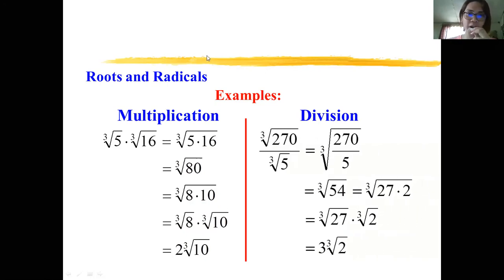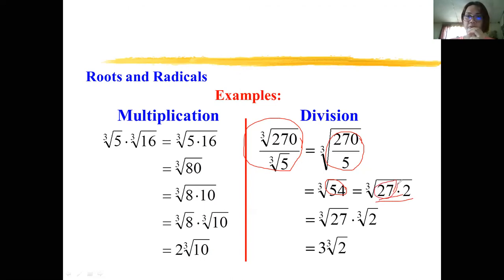Another thing also, for division, same process. Applying the rule, you can have it 27 over 50. Divide it, that gives us 54. Again, 54 is not a perfect cube, so we will look for a perfect cube, factors of 54, two factors, and make sure that one of its factors is a perfect cube. So we have 27 and 2.